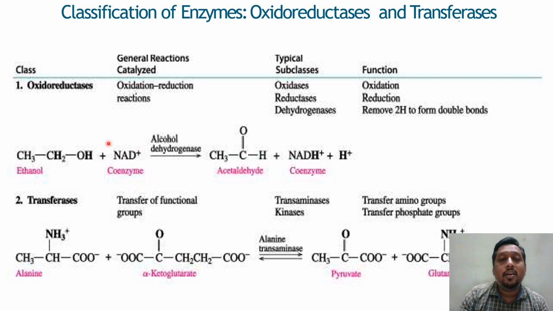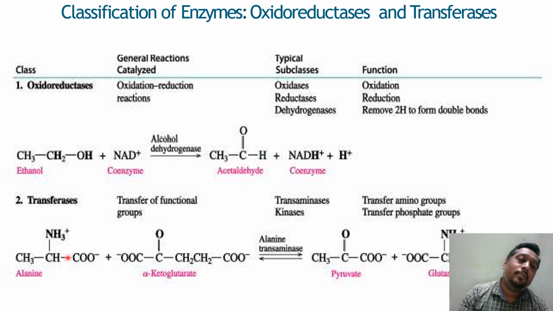So this NAD+, which is a coenzyme, will get reduced to NADH, thereby oxidizing the substrate ethanol to acetaldehyde. The second type is transferases. It is nothing but a transfer of functional groups. Further subclasses are transaminases and kinases. Transamination is nothing but transfer of an amino group, and kinases transfer a phosphate group.